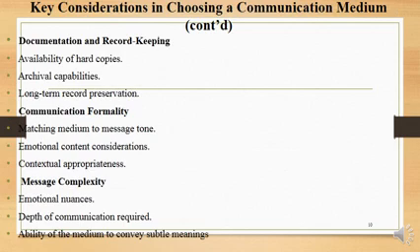Another thing to check is documentation and record keeping. There is availability of hard copies, archival capabilities, long-term record preservation. Communication formality, that is matching medium to message tone, emotional content consideration, contextual appropriateness. Then the message complexity is another factor you need to check when choosing a communication medium: the emotional nuances, the depth of communication required, and the ability of the medium to convey subtle meanings.